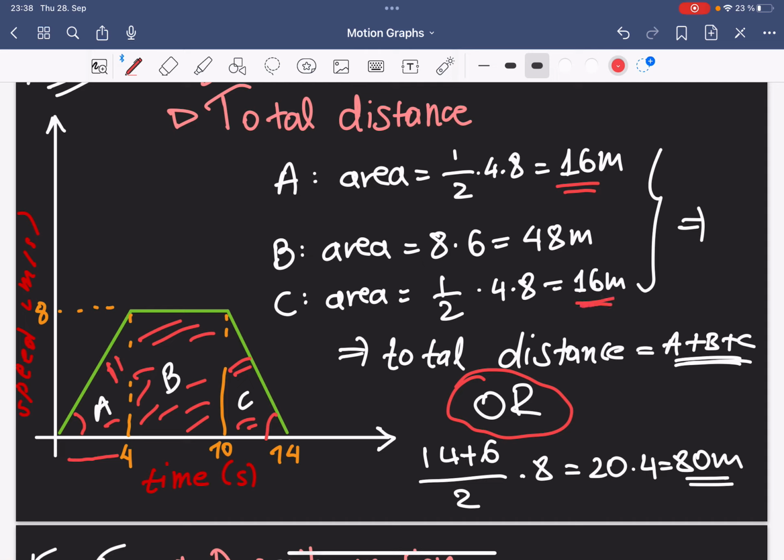So the total distance is going to be equal to A plus B plus C. This is something you should not forget to do. So add the three different areas together and end up with 80 meters.